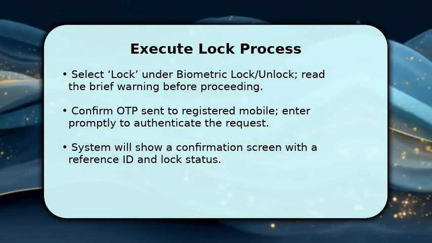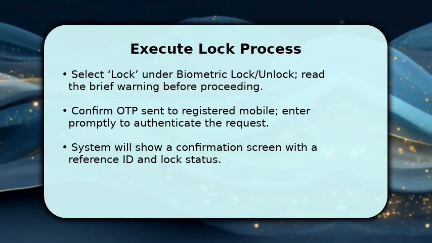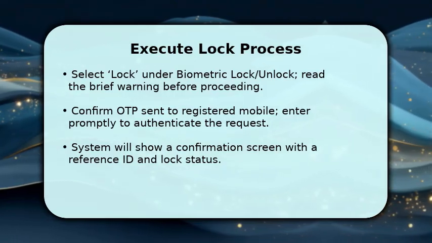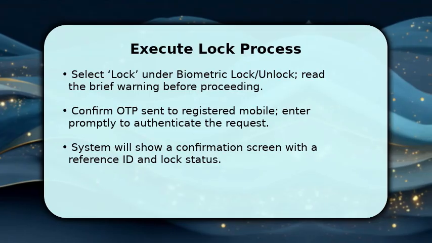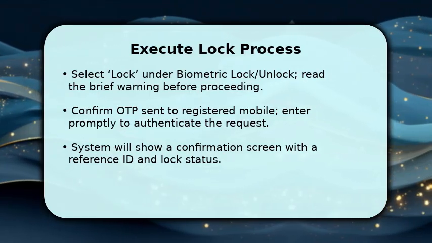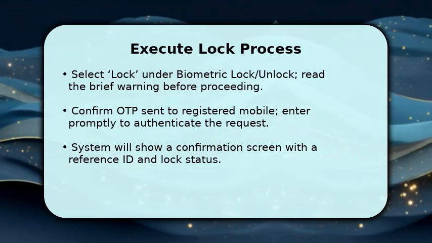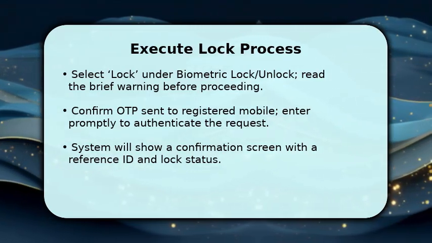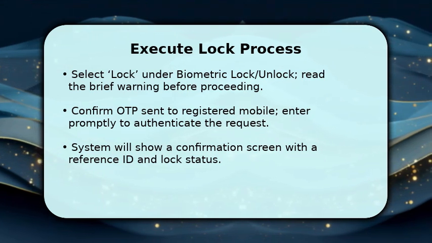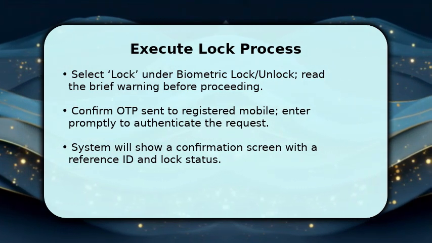change. Make sure to enter digits exactly. If the OTP expires, request a new one. After successful authentication, Aadhaar confirms the action with a reference ID and displays the current lock status. This tells you the biometrics are now disabled for authentication.